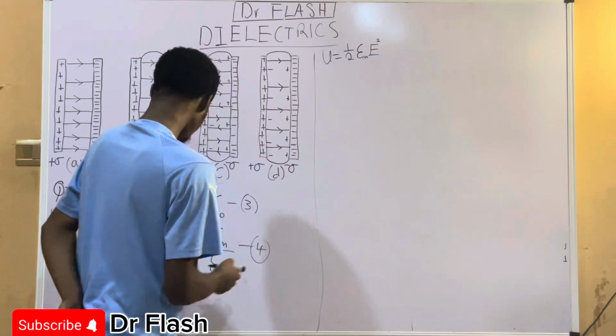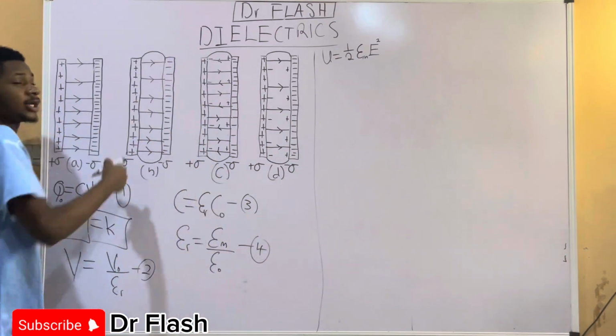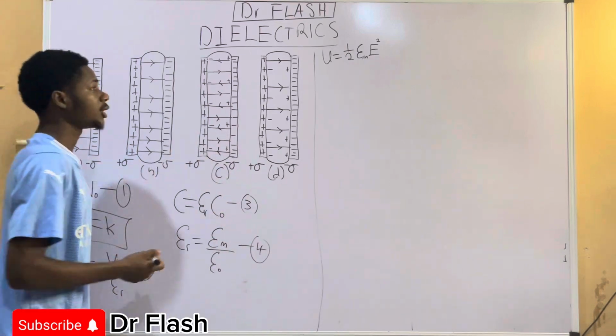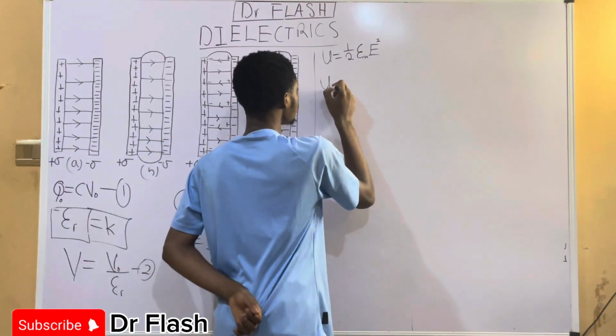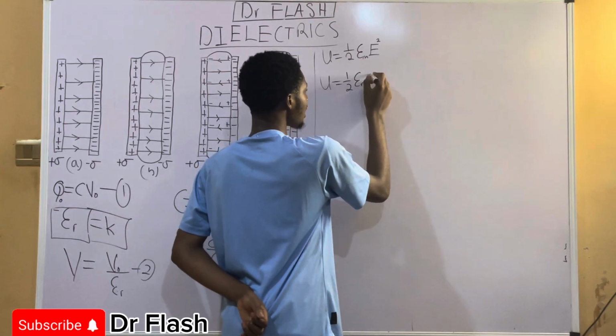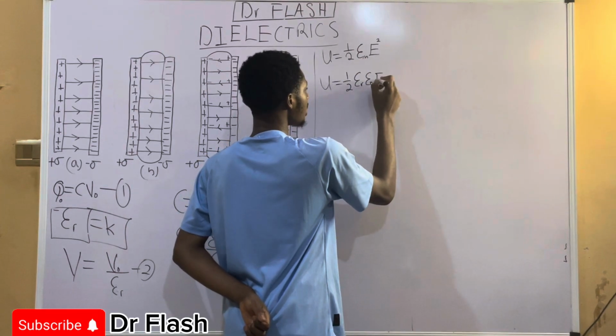Now, if we try to introduce a dielectric to increase the capacitance, the energy is also going to change, and the energy density then becomes U is equal to 1 over 2 times relative permittivity times permittivity of free space epsilon naught times E squared.